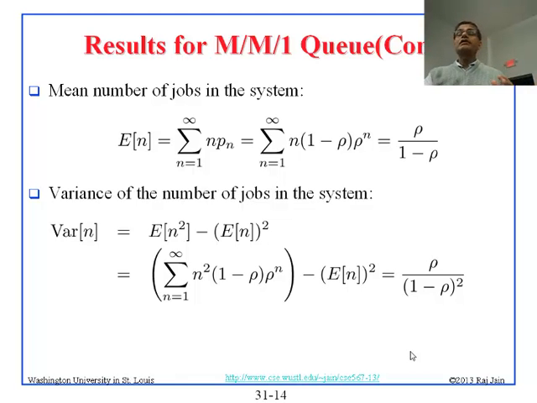And so on. Actually you can calculate not only the mean and variance, you can calculate the third moment, fourth moment, infinite moments, and you can calculate the probability density function and the probability distribution function. Everything about n can be calculated.